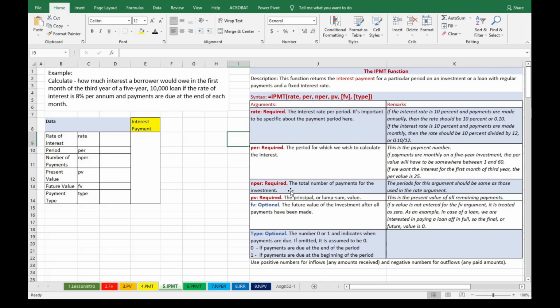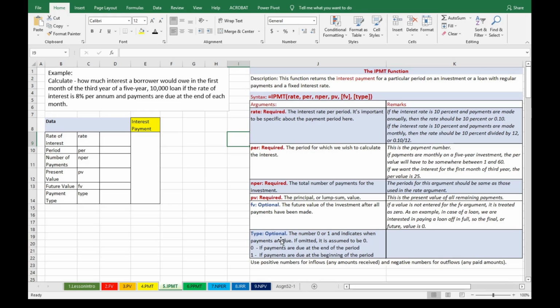Then NPER is also a required argument. This is the total number of payments for the investment. The periods for this argument should be the same as those used in the rate argument. Then FV is an optional argument. This is the future value of the investment after all payments have been made. If a value is not entered for the FV argument, it is treated as 0. For example, in the case of a loan, we are interested in paying off the loan in full, so that the final or future value is 0.